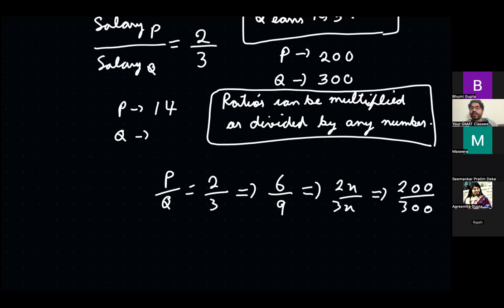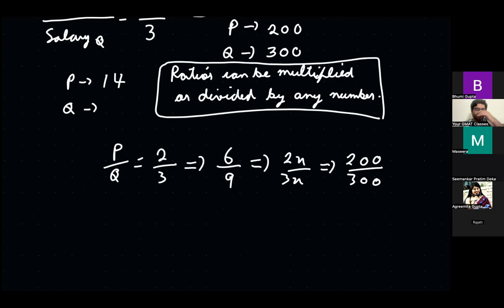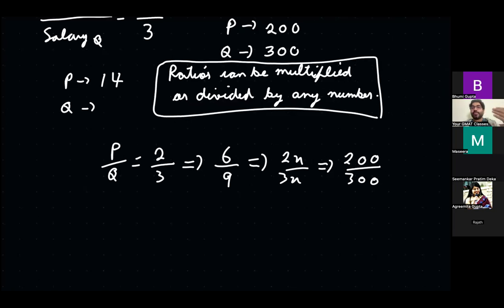As long as you're multiplying both numerator and denominator, or all parts of the ratio, because when ratios are of 3 or 4 parts, then it's not numerator upon denominator, it goes to something else. So P by Q will always be equal as long as you're multiplying or dividing it by the same number. So 2 by 3 can be written as 6 by 9.